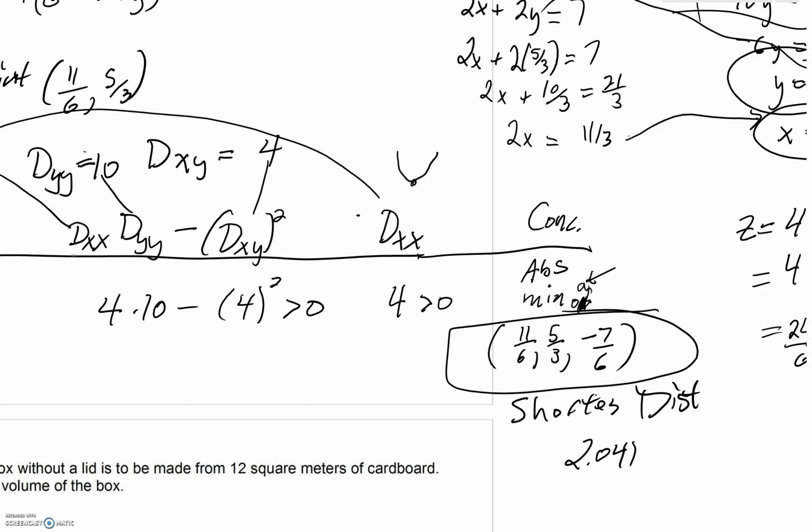You have to read very carefully what they're asking for, but we found both of them.